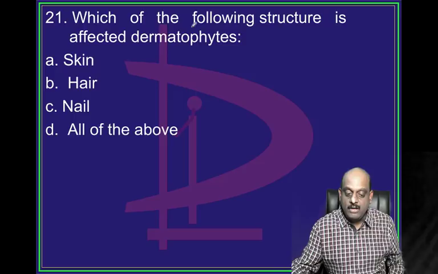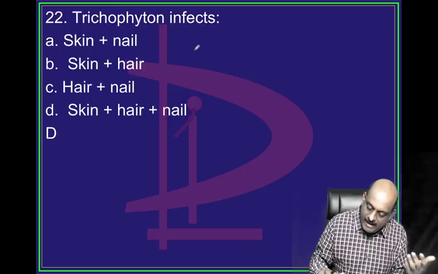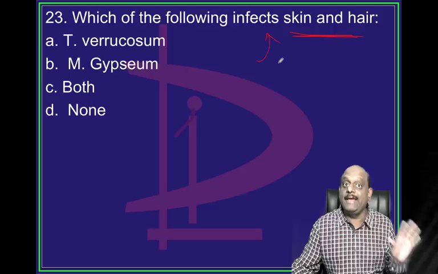Now, doctor, which structure is affected by dermatophytes? Of course, skin, hair, nail, all of them. Trichophyton infects skin, hair, nail is what you remember. Then, which infects the skin and hair but not the nails?